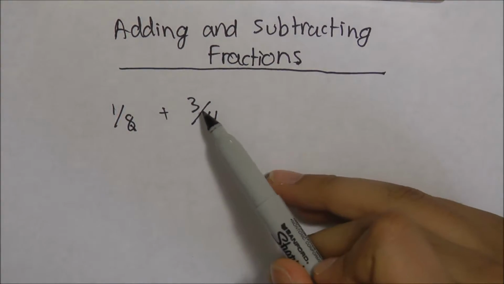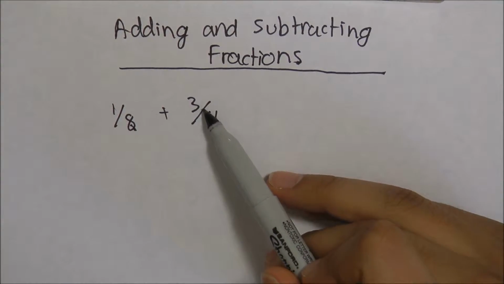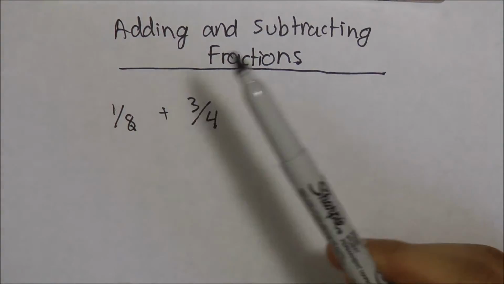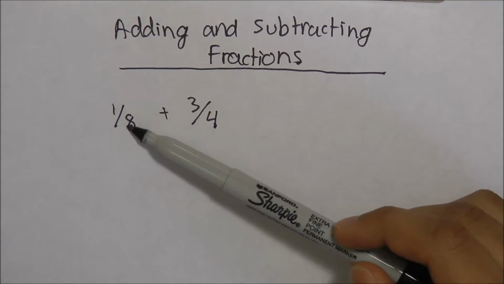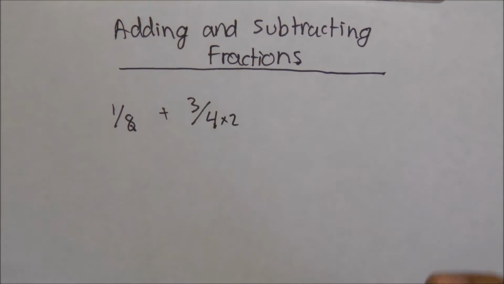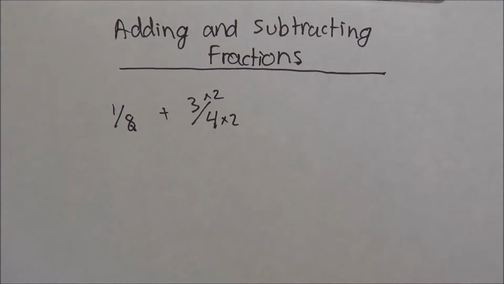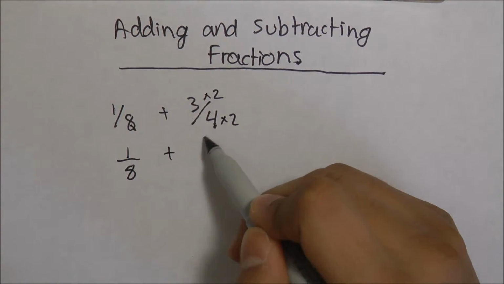Now, we have to convert this fraction into another fraction that has the same value but has a denominator of the other one. We know this because 4 times 2 is 8. So if we multiply the bottom by 2, we also have to multiply the top by 2. So that's 3 times 2. So now this is going to be 1/8 plus 6/8.